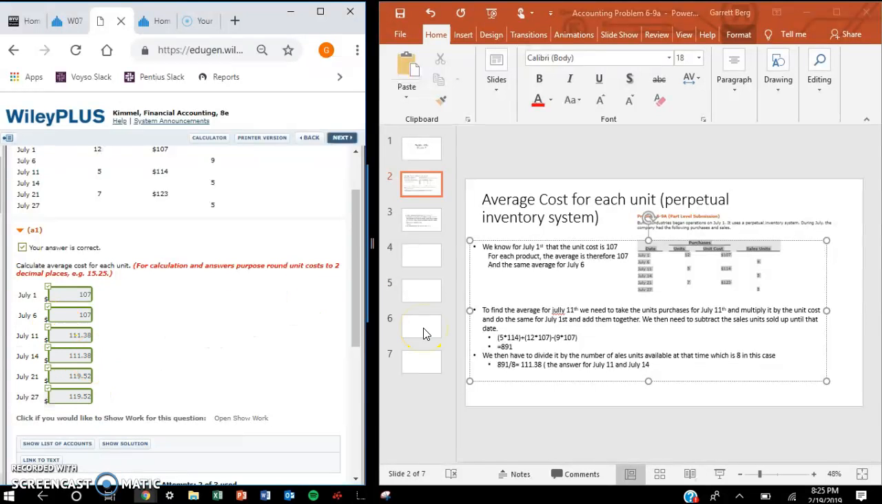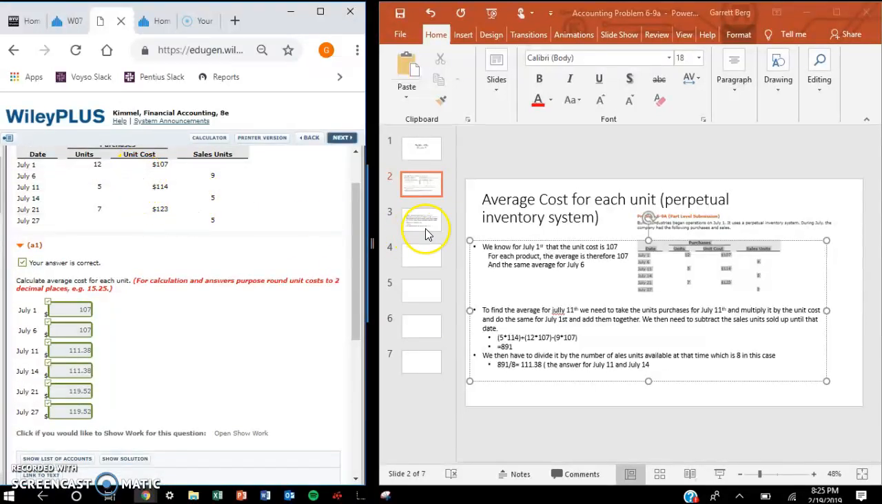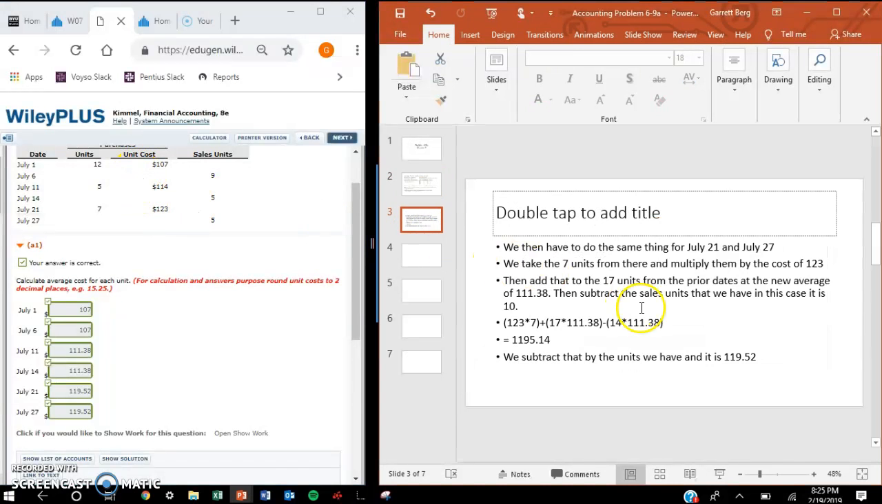Then for July 21st and 27th, it's the same process. You just have to add in both of those prior dates. We take the 7 units from July 21st that we have under the purchases units, and multiply them by their cost, so 123. Add that to the other 17 units that we had beforehand, and we can use the new average that we got, 111.38. I want to make sure that's right, and multiply that by the 17.